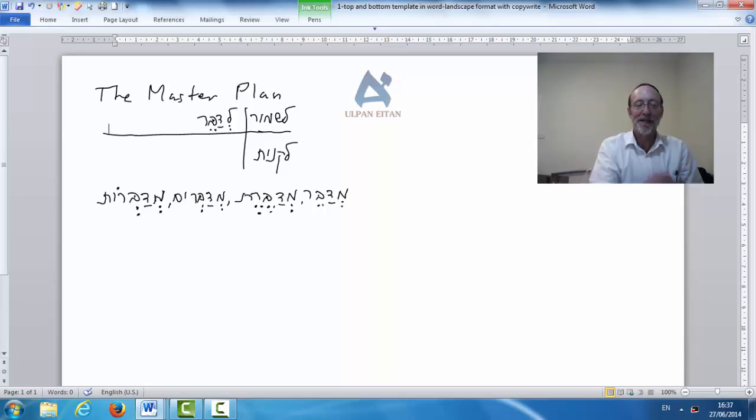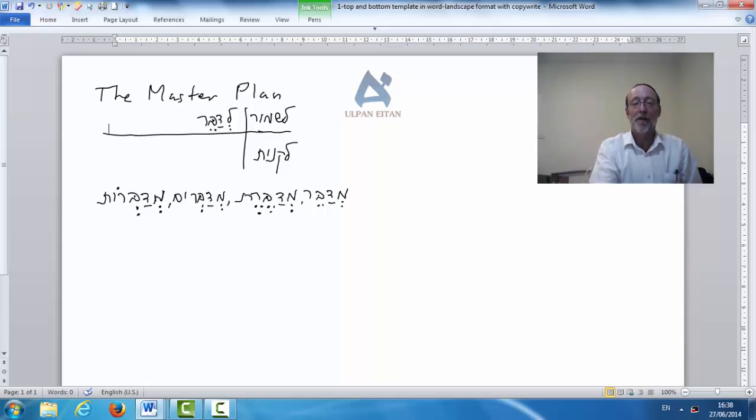The four forms of the present tense I've written right there underneath it, starting from right to left. Medaber, medaberet, medabrim, medabrot. Say it for yourself a few times. It's very possible you know the verb because it's such a popular word. Ani medaber ivrit, ani lo medaber ivrit. So popular, everyone seems to know it.